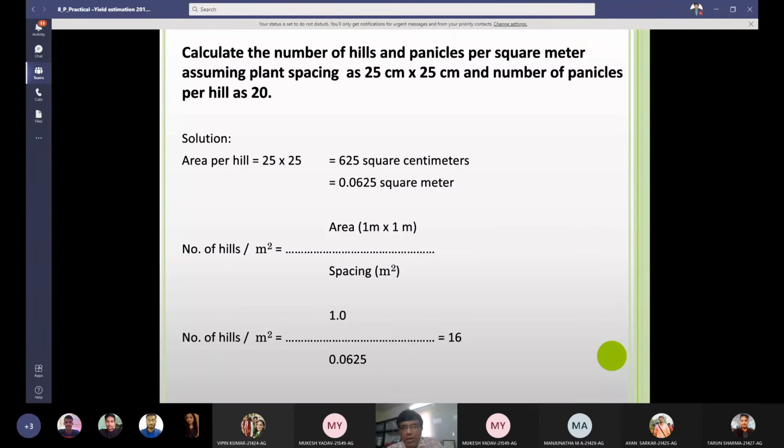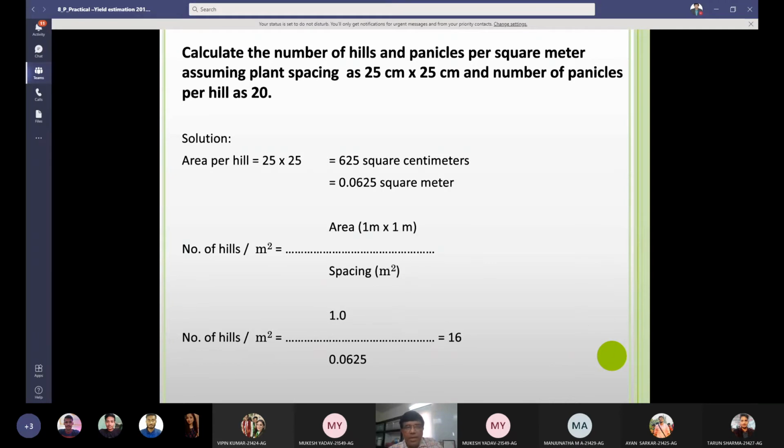Now you see how to calculate; this is just a hypothetical example, you can see it critically. Calculate the number of hills and panicles per square meter, assuming plant spacing as 25 into 25 centimeter and number of panicles per hill as 20. Means you are given the spacing, that is 25 by 25, and at one hill you will have 20 panicles. 20 panicles means ear bearing tillers.